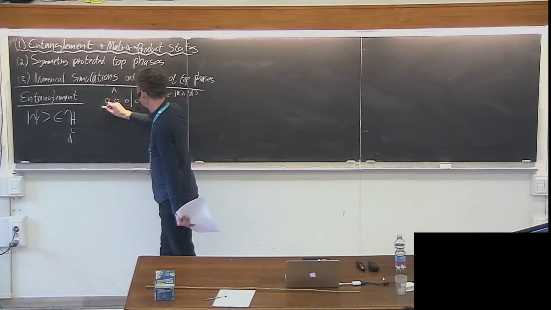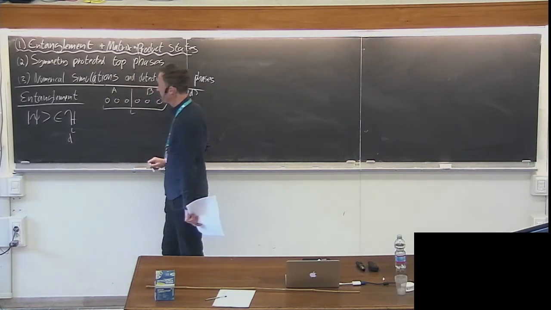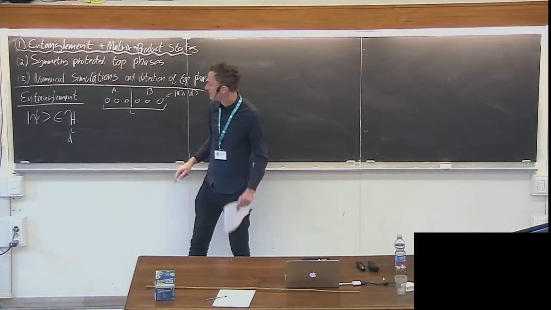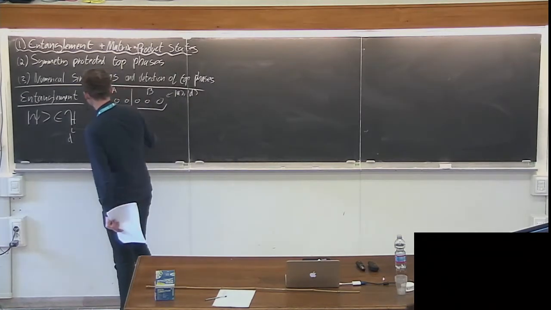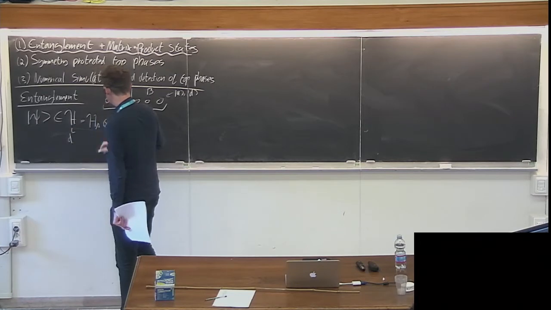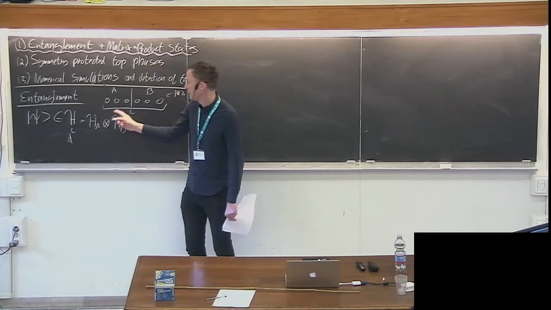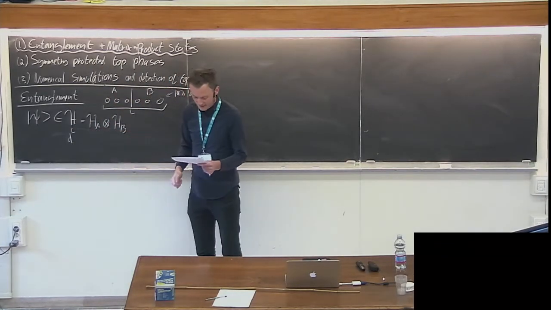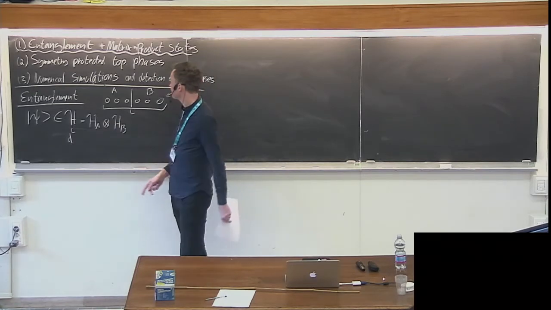Right? Let's assume that we have a system of L sites in total. Now, with this bipartition, I can write this Hilbert space as a tensor product of a Hilbert space defined only on A and a Hilbert space defined only on B.